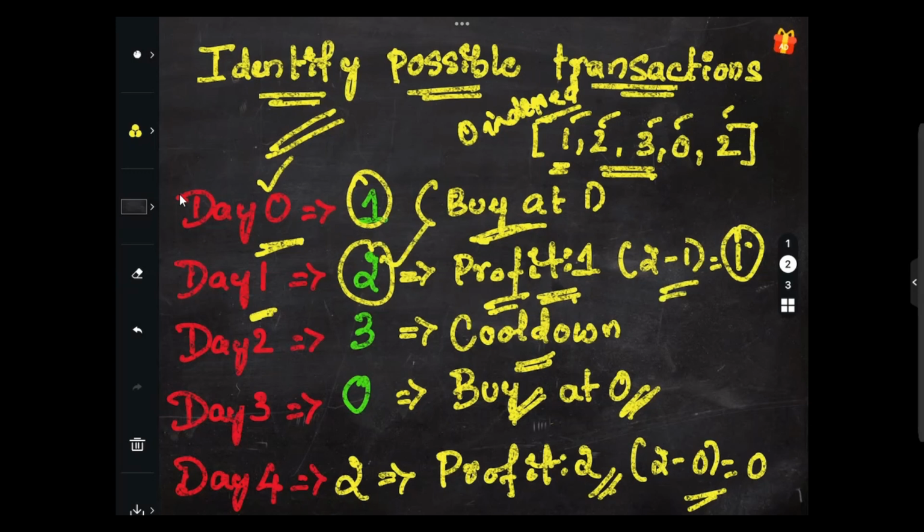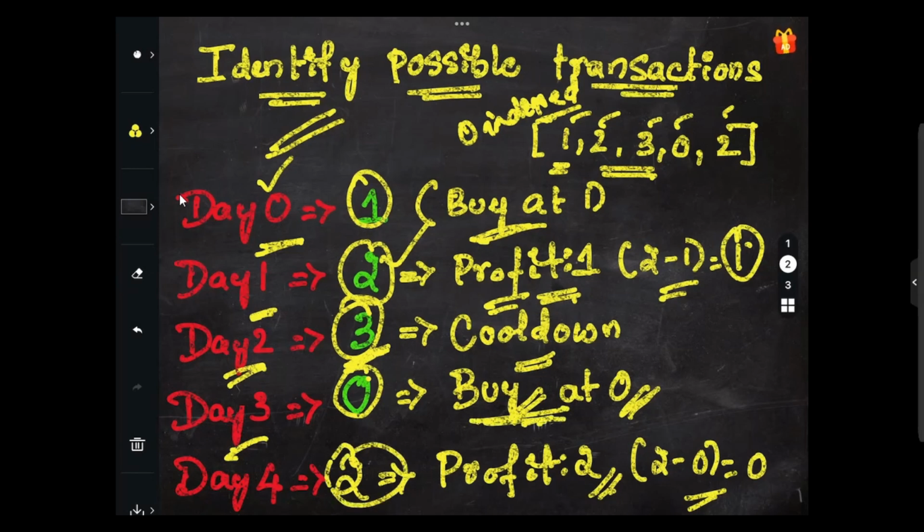On the third day, after selling, they have given a 1 day cooldown, so we go for the cooldown here. I will not consider 3 here. So this is the third day, or day 2, since we started from day 0. Then on day 3 we buy at 0 and sell at 2. When we buy for 0 and sell for 2, the profit will obviously be 2. Sorry, 2 minus 0 is 2.